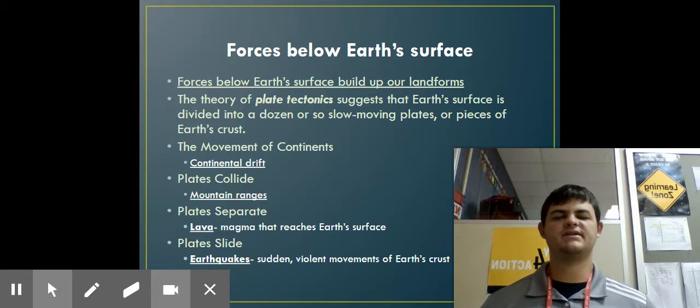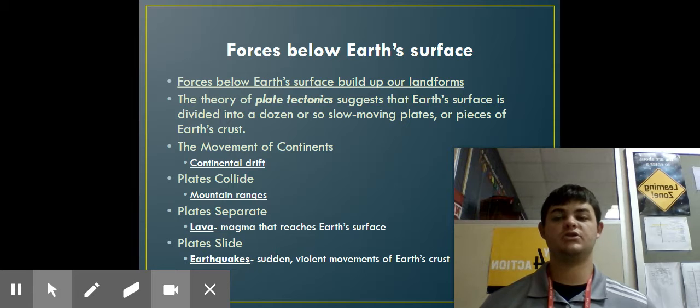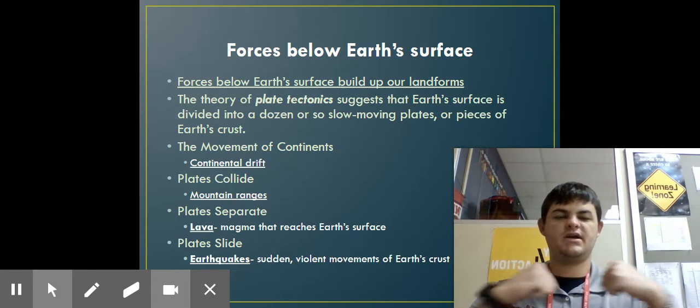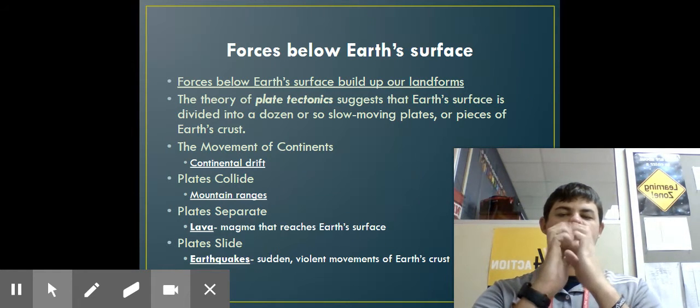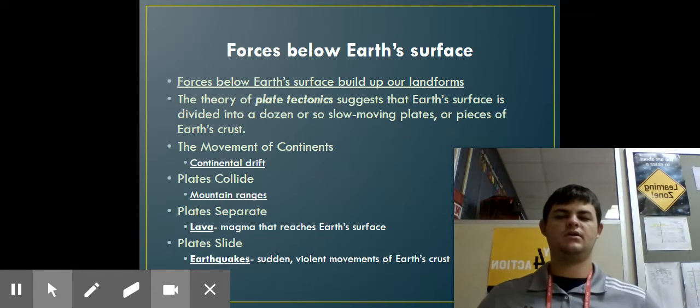The theory of plate tectonics suggests that Earth's surface is divided into a dozen or so slow-moving plates, or pieces of Earth's crust. The movement of continents can occur through continental drift. Okay, continental drift we'll talk about here in a little bit. Something called Pangea. When plates collide, so when plates are coming together and they're colliding, they form mountain ranges. Okay, so they collide, mountain ranges.